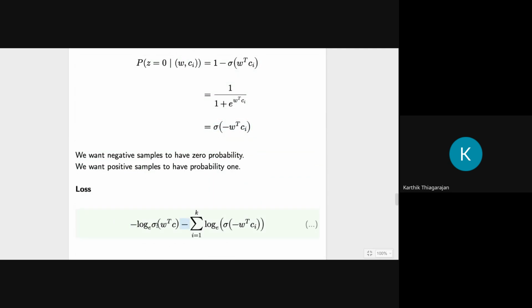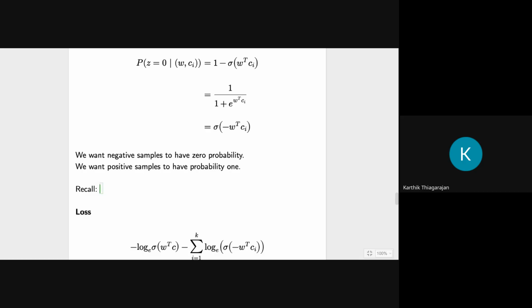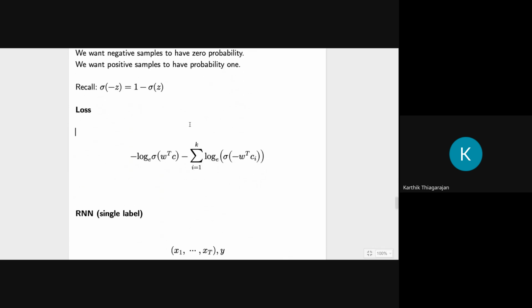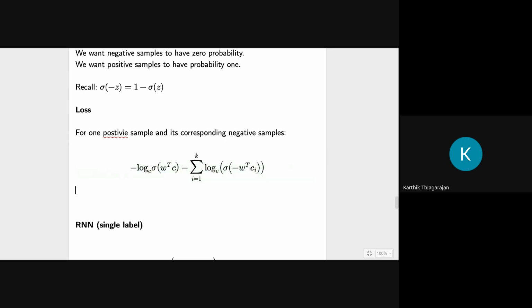But what you have to note here is this is a W transpose C and this is a minus W transpose C. So whenever you see a minus sign inside sigmoid of something, it is the inverse probability, right? 1 minus sigma of Z. So remember that. So recall what sigma of minus Z is: 1 minus sigma of Z. That's what we have used here, right? For one positive sample and its corresponding negative sample. Okay, I hope this is clear.